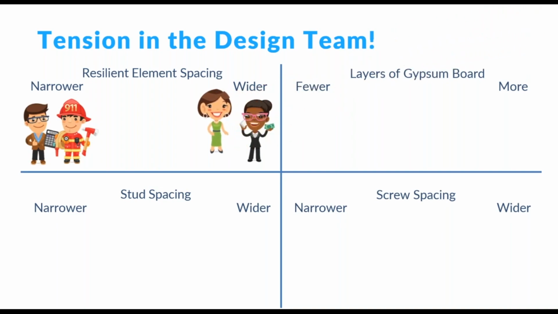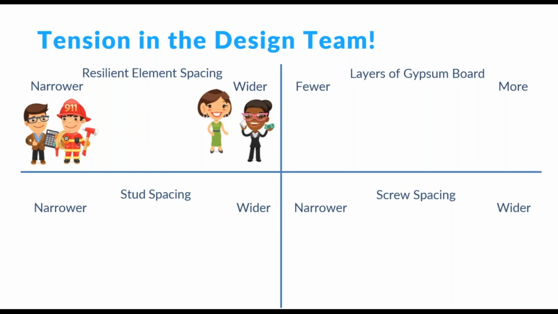In acoustics, we want wider spacing. So we can look at this resilient element spacing. We're looking at the sound transmission from one side to the other, right? And the fewer connections that we have, the less space there is, the less surface area there is to transmit that energy from one side or the other.